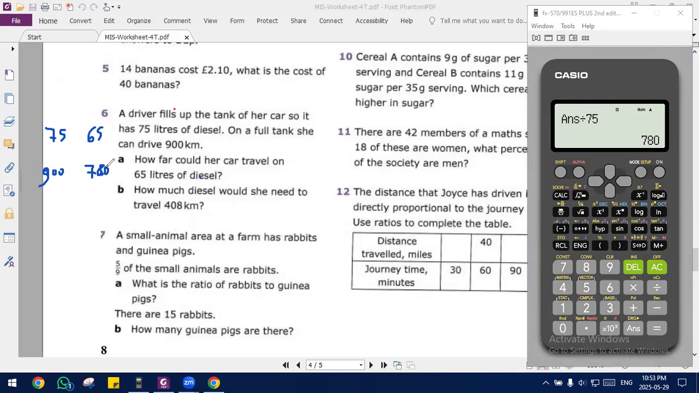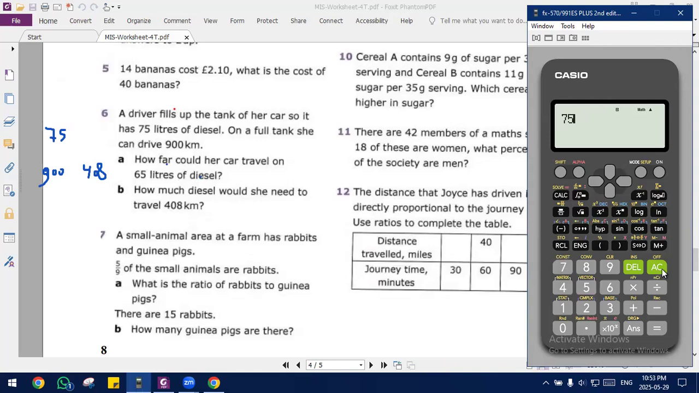Now, they said, how much diesel would she need to travel 408? Now, we don't know how many liters, but we know that she traveled 408. Then you do cross multiplication now, 75 times 408, this one, and then this is divided by 900, so it's 34. So she needs 34 liters.